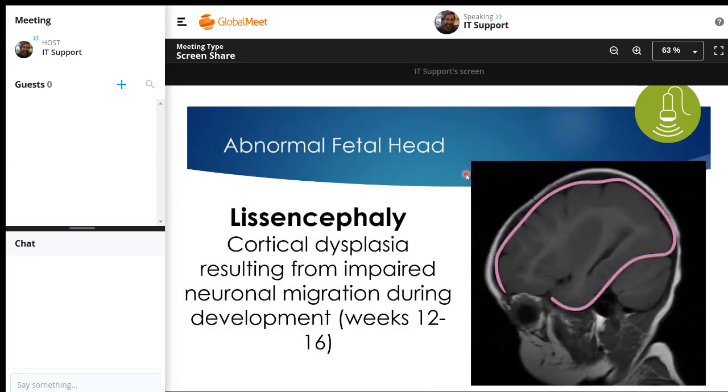And then we have lissencephaly. So cortical dysplasia resulting from impaired neuronal migration during development. Again, having to do with embryologic development of the brain, specifically between 12 and 16 weeks of pregnancy. Lissencephaly is something that causes the brain to be smooth instead of having those grooves of the sulci and the gyri.